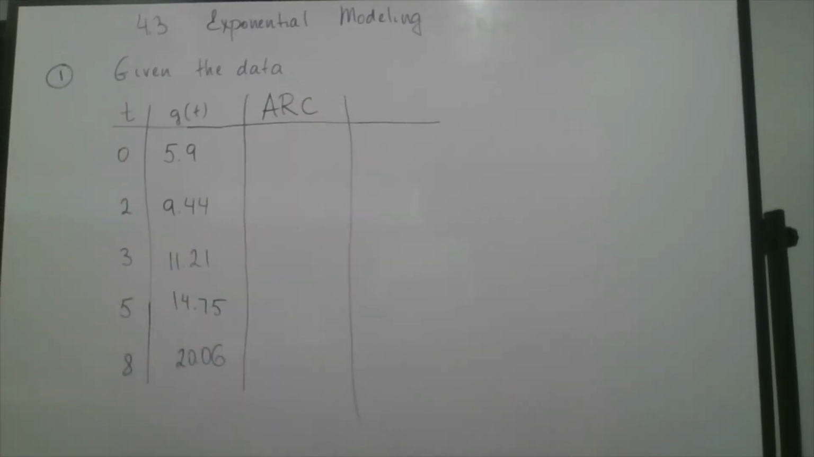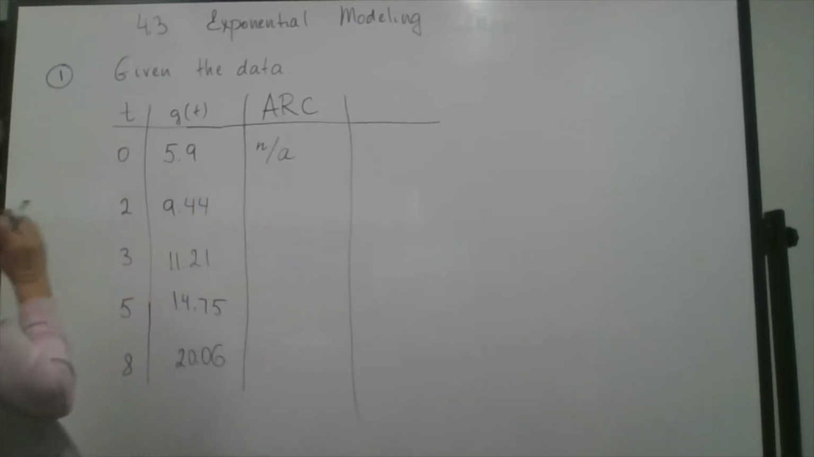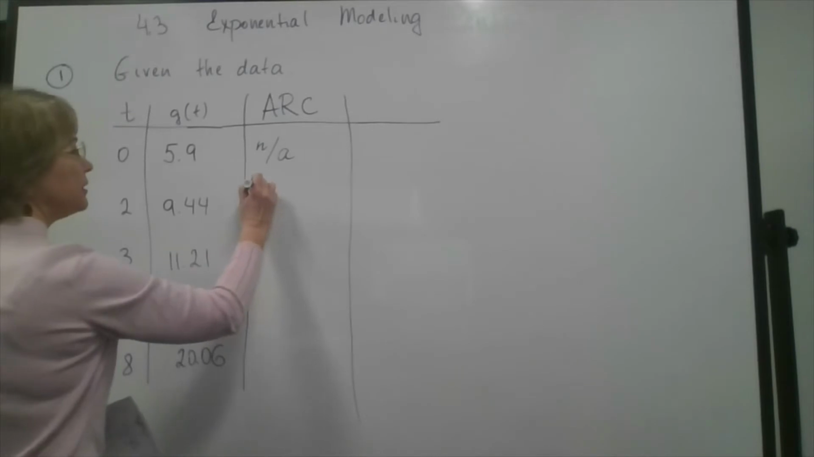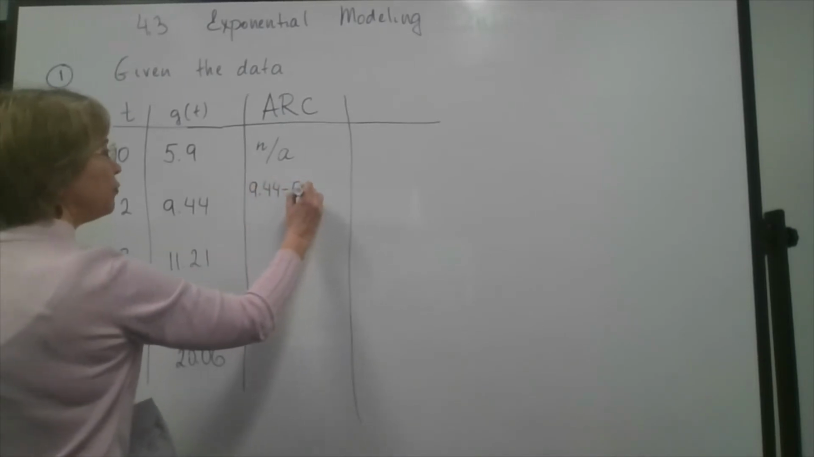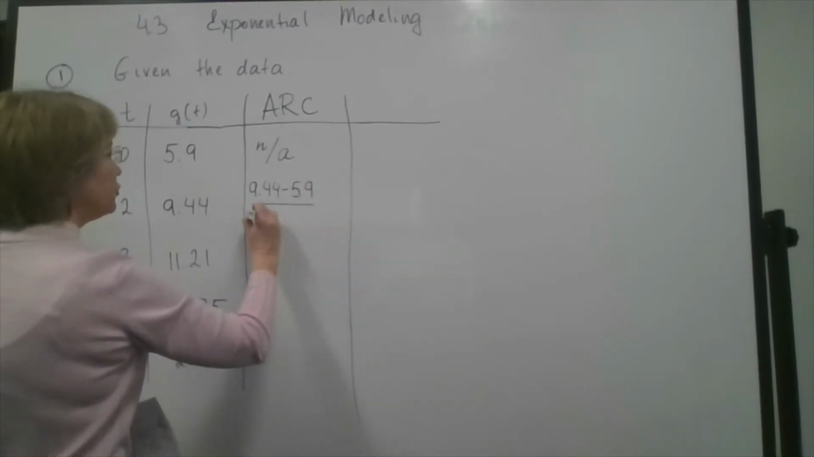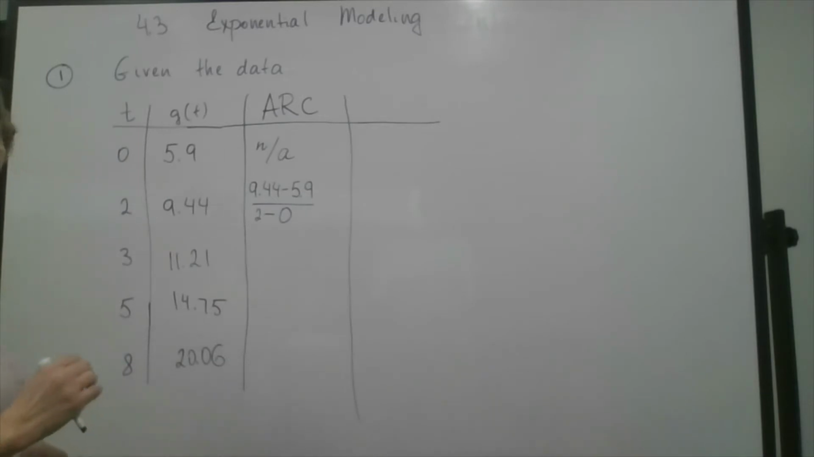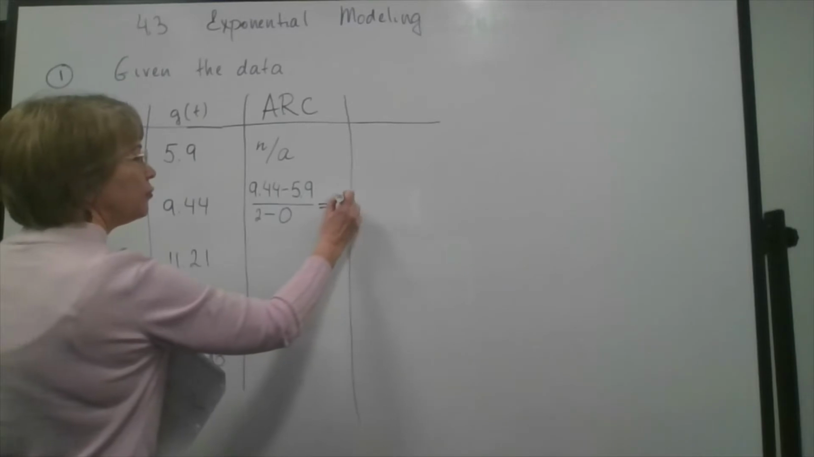And everybody knows how to do this. So for the first, it is not applicable. How will we find the average rate of change here? It is 9.44 minus 5.9 over 2 minus 0. This is the formula: y2 minus y1 over x2 minus x1. If you type everything nicely on a calculator, your answer will be 1.77.